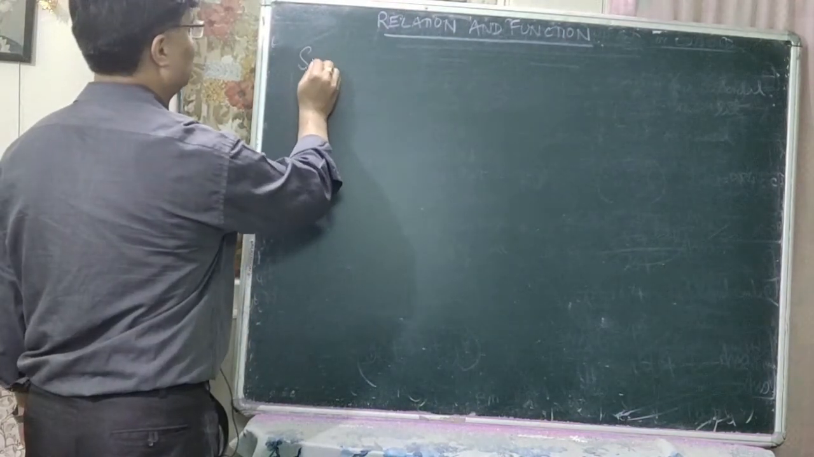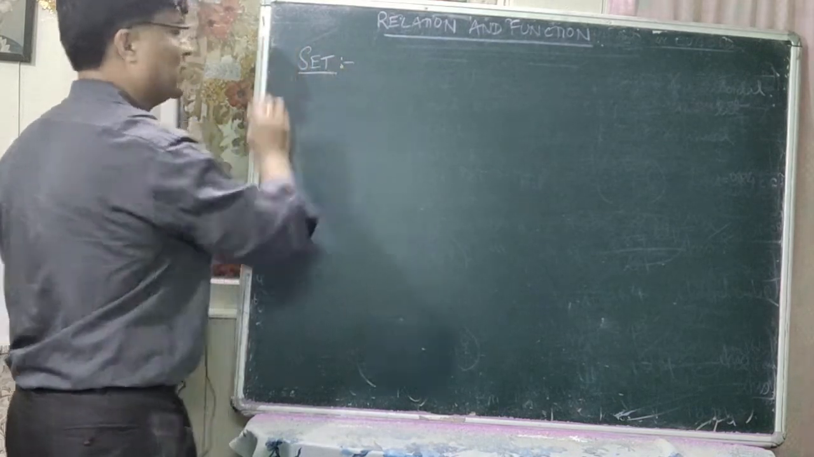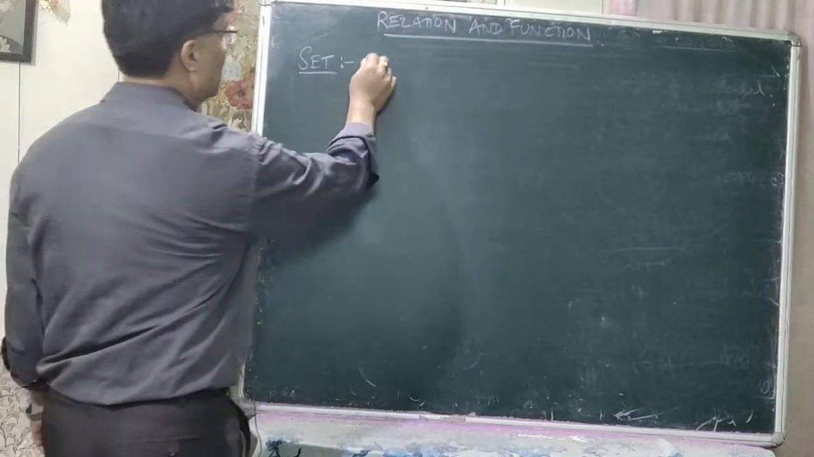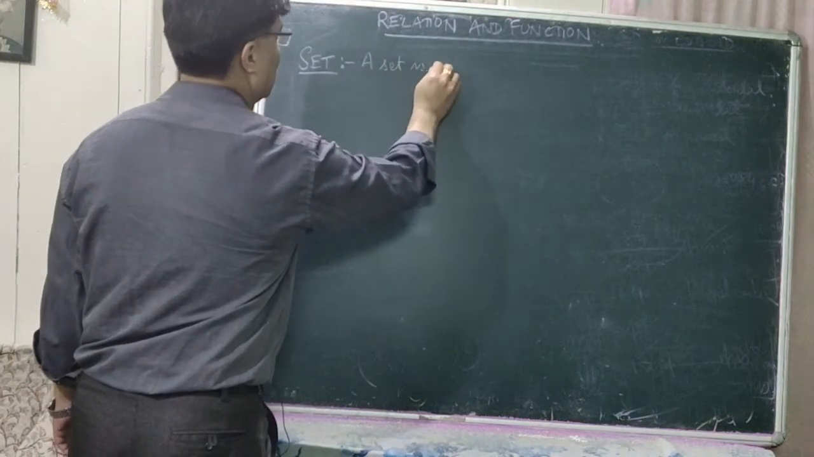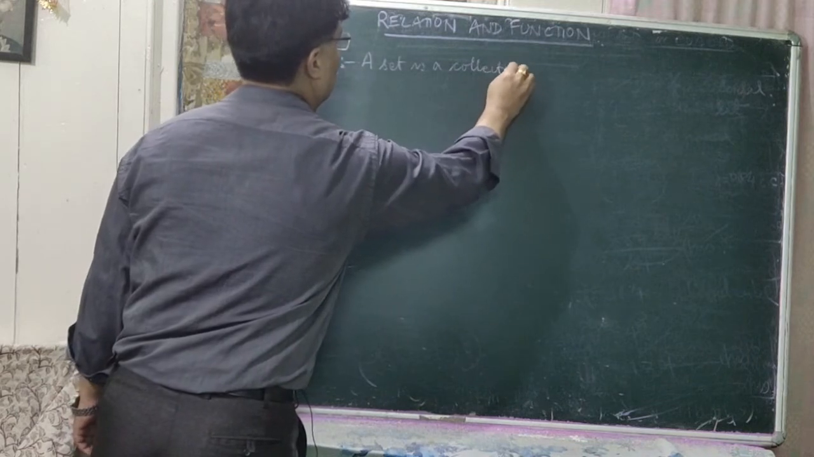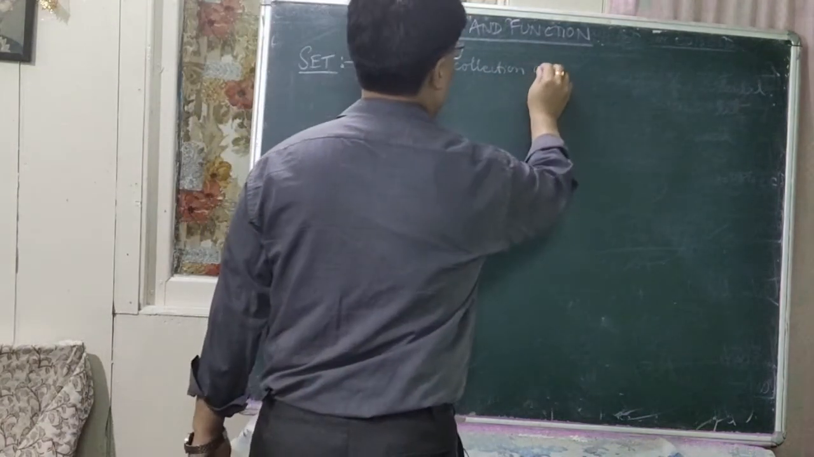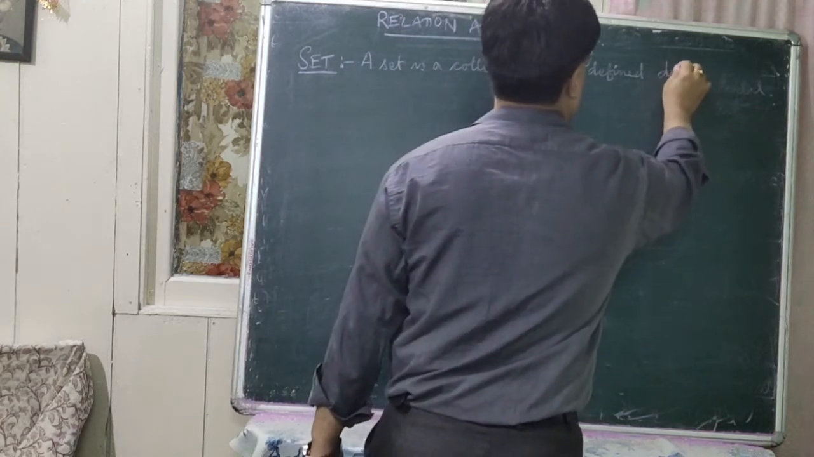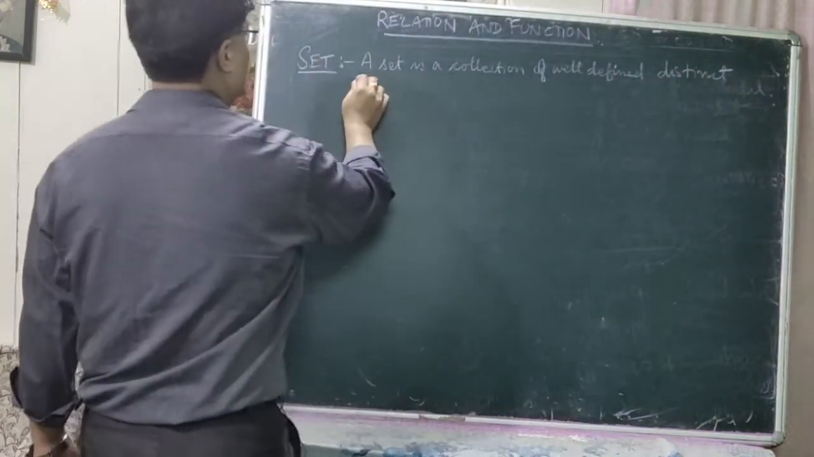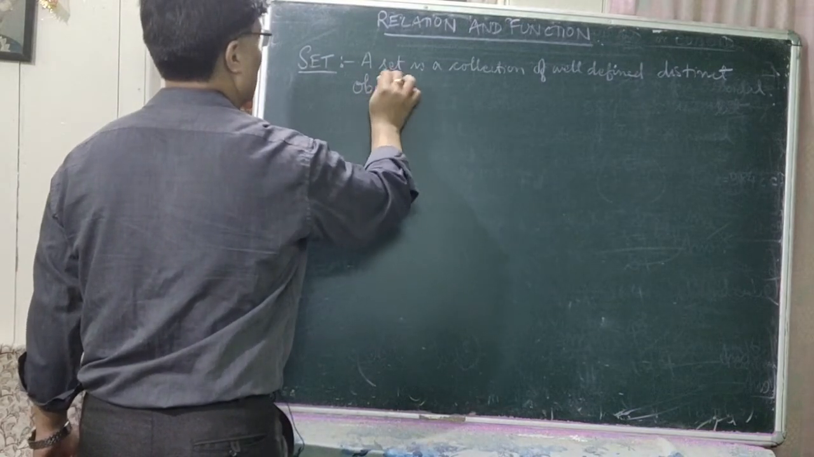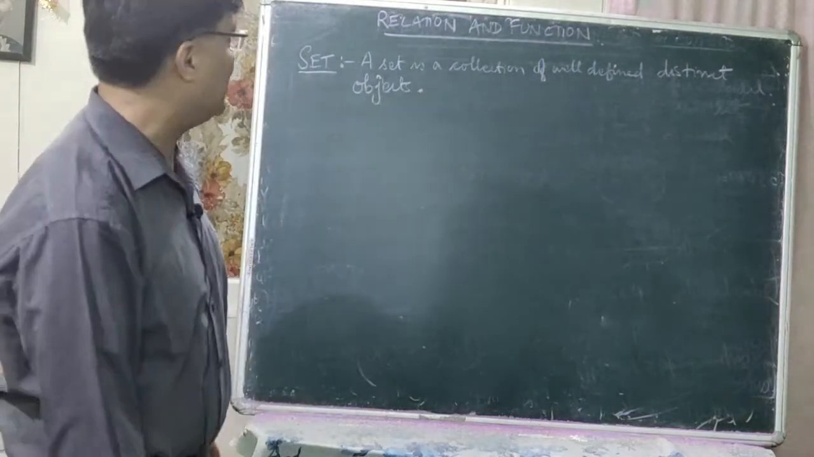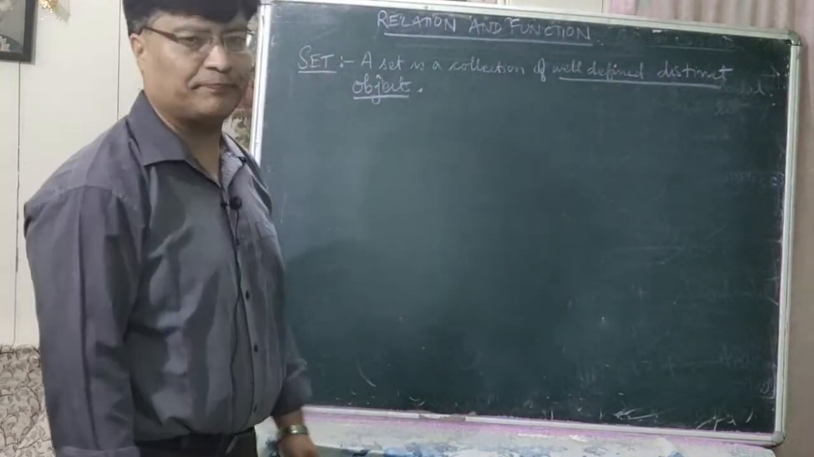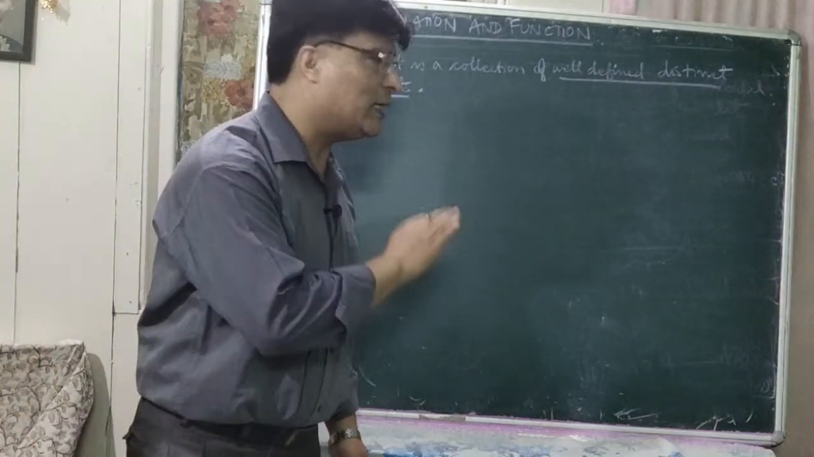What do you mean by set? A set is a collection of well-defined distinct objects. Okay, now what is meant by well-defined distinct objects?